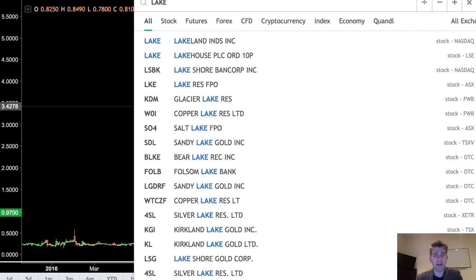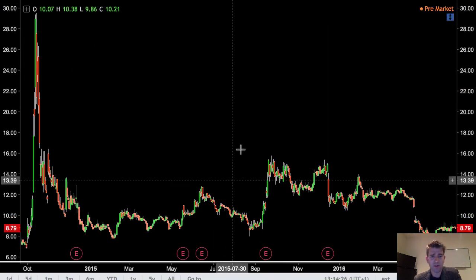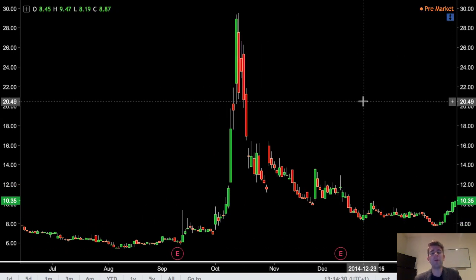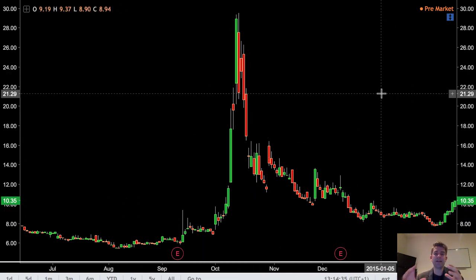If we go and look at something else like Lakeland Industries, that was another one. Let me scroll back and find out where it was. These are small stocks, and it's not really the bubble kind of thing, because they're just in a couple of week windows. But the point I'm trying to make here is, if we look at history, human nature doesn't change. Human nature remains the same.